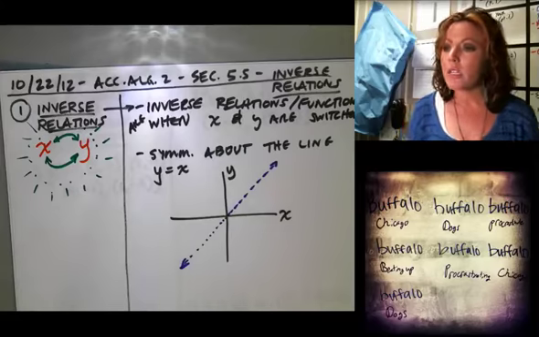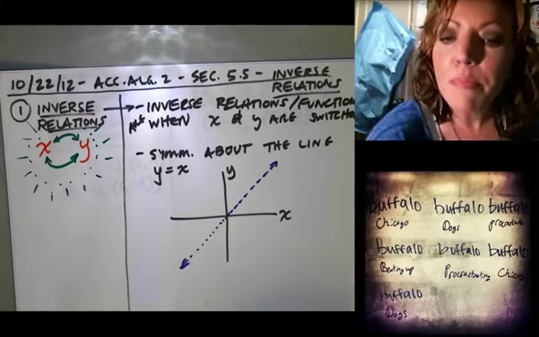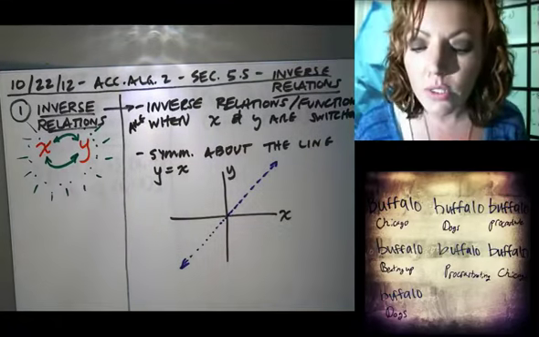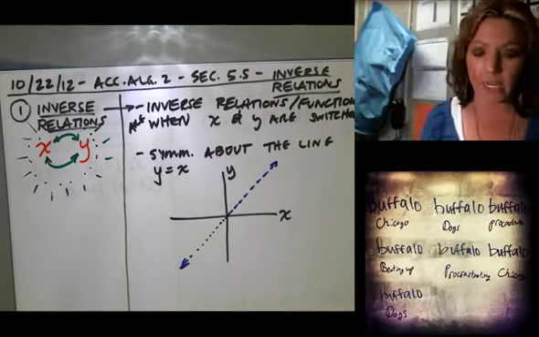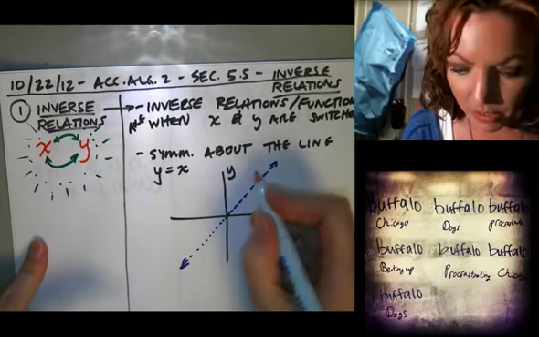The line y equals x. The line y equals x looks like this, okay? So, if something is symmetrical about the line y equals x, I'm going to put an object in here, and I want you guys to mimic it as best you can.